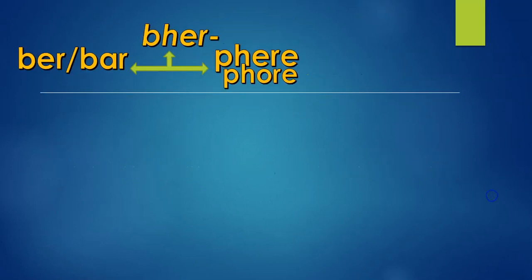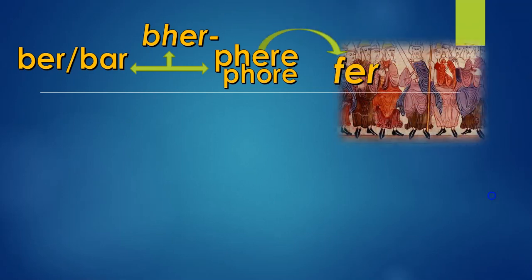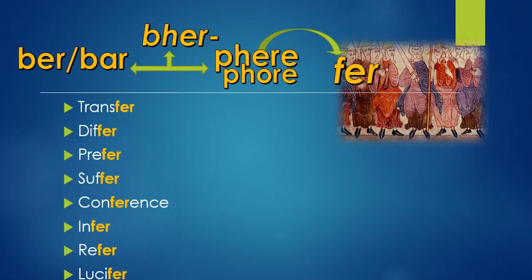Well, now this fer and bher and bar also moved into the English language as fer. So they just took it as they heard it, fer. There are now so many words in the English language having the fer original root, and they all have something in common in their meaning: to carry something or to bring something. Now I'll show you a list of words that are very familiar to you, and we're going to talk about what's happening in these words. Take a look at these words, please. Okay, transfer, differ, prefer. It's hard to read though, like this. Suffer and conference and infer and refer and Lucifer.